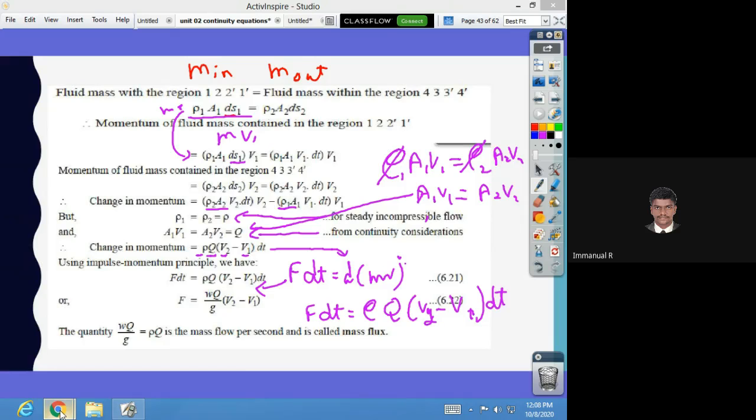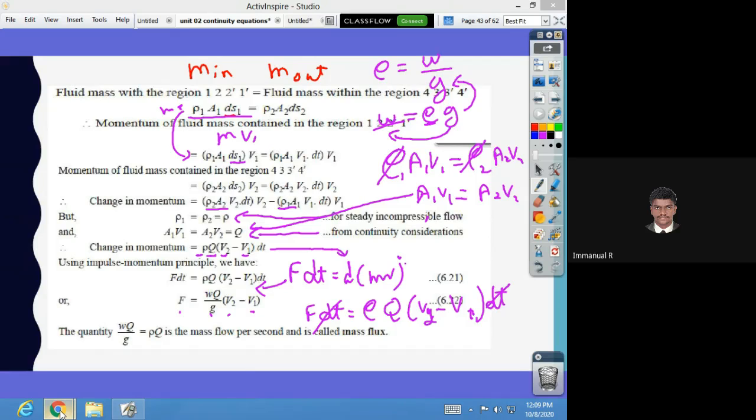Next, these two dt get cancelled. Instead of rho, I can write W by g. How does this come from the fluid property? Specific weight will be equal to rho into g. So from this equation I can get this. If g goes to this side, it comes under division, so that instead of rho I can write W by g. So F will be equal to WQ by g and then (V2 minus V1).